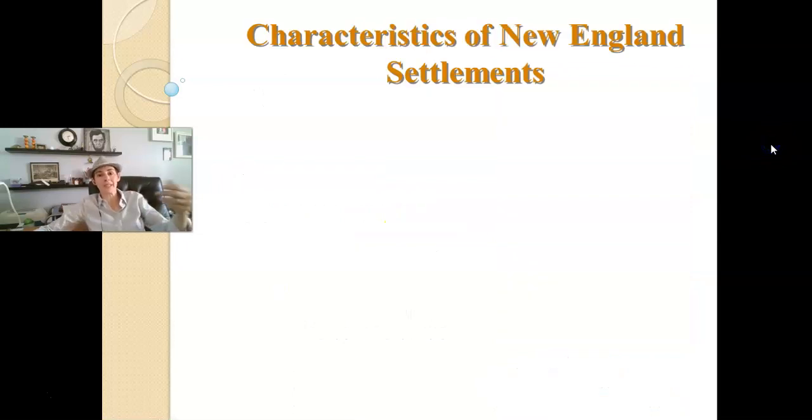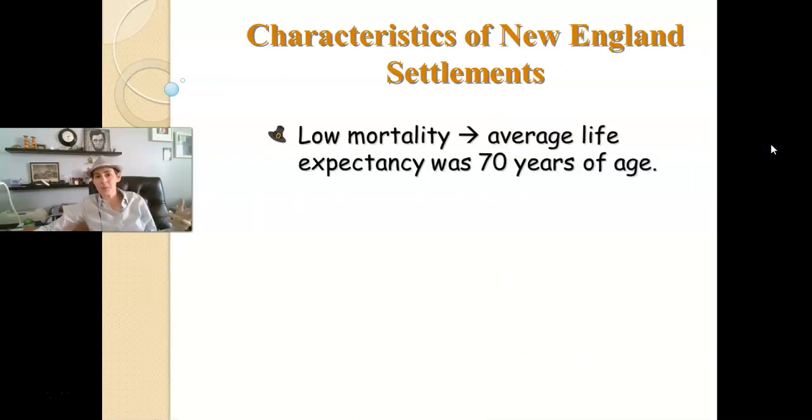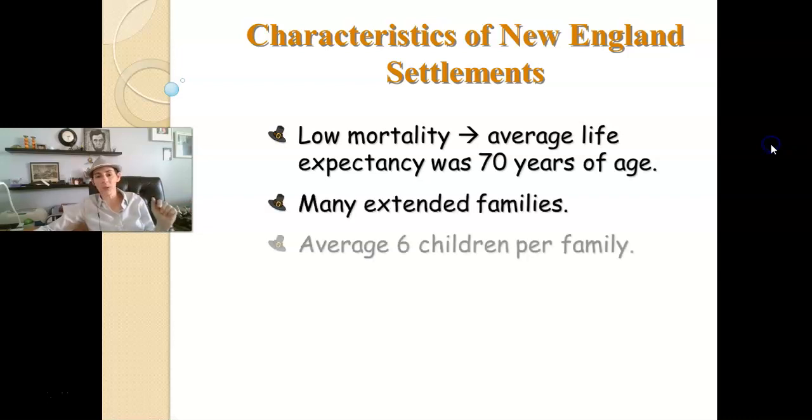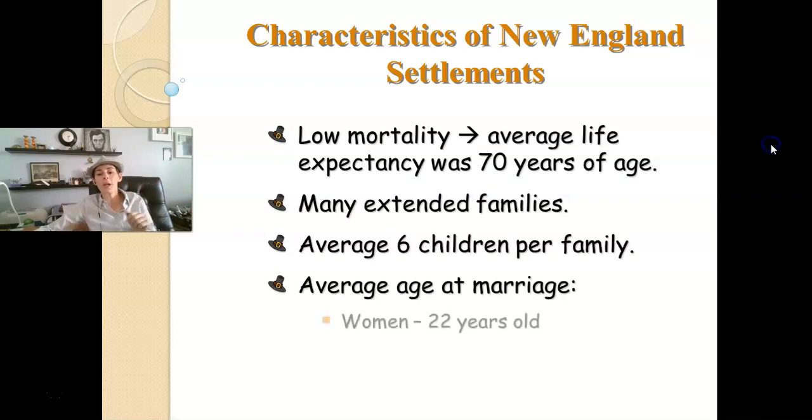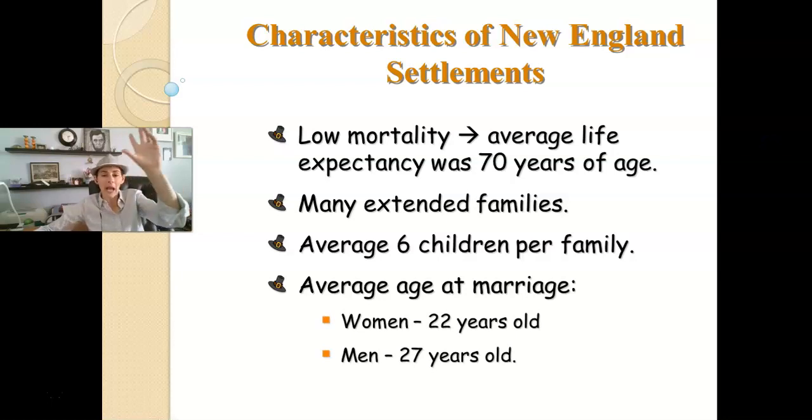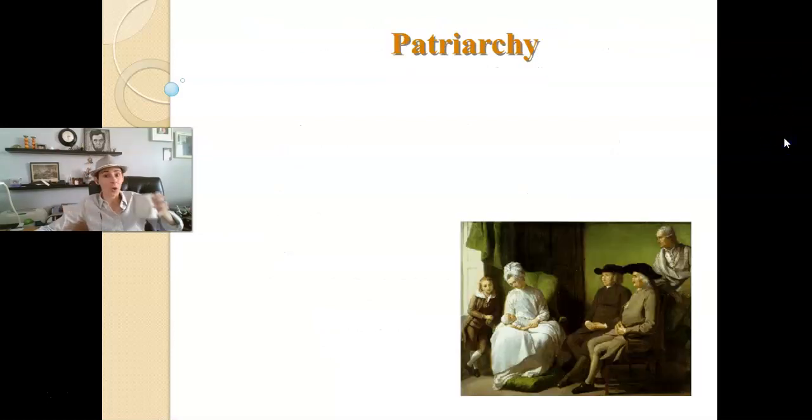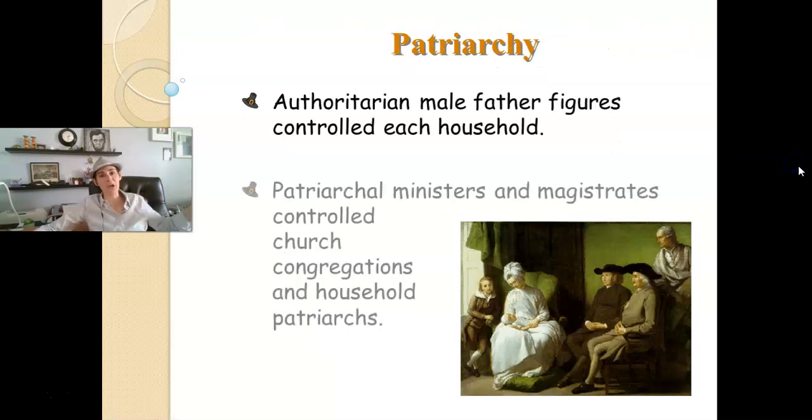So, characteristics of New England settlements. This we've talked about in previous presentations, so I'm just going to click through it. I've mentioned this to you before, so you have this information in your brain so that you can contrast it with what was happening in the southern colonies, in the middle colonies, right? It was very, very different. But that largely was due to their motivations for coming in the first place. So, the patriarchy. We've talked about the patriarchy, right?